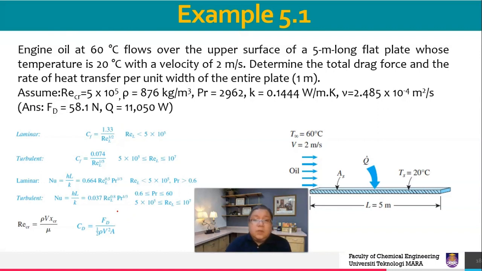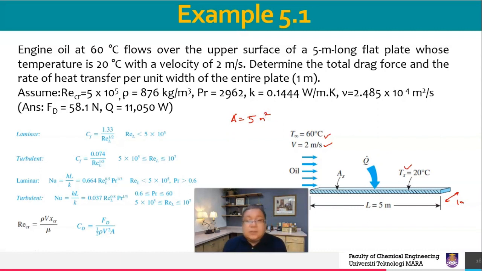So we know that the T infinity is 60 degrees C, and you have Ts of 20 degrees Celsius. Your velocity V is equal to 2 meters per second. You have to determine the drag force and the rate of heat transfer per unit width of the entire plate. So you know that your width is 1 meter, so your A will be 5 meters squared.